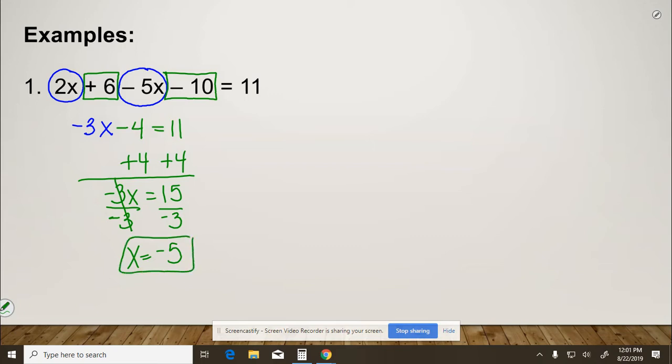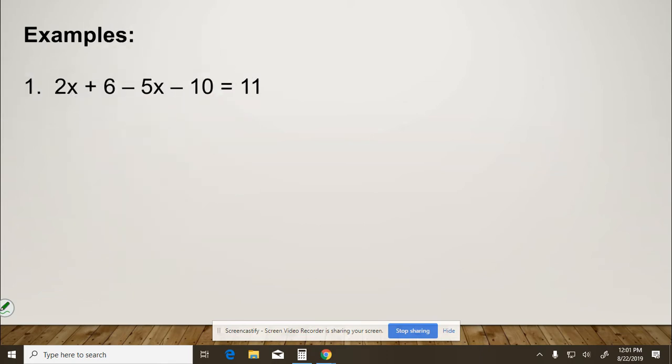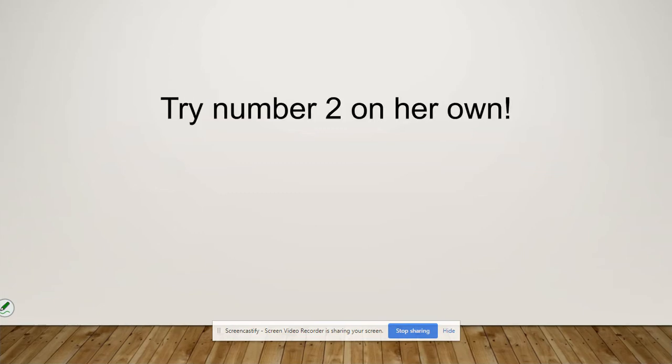Make sure you hold on to your negative. Don't lose it because that'll cost you a point. You then mess up the entire equation by losing your negative. All right, let's see what we got next. You're going to try number 2 on your own.